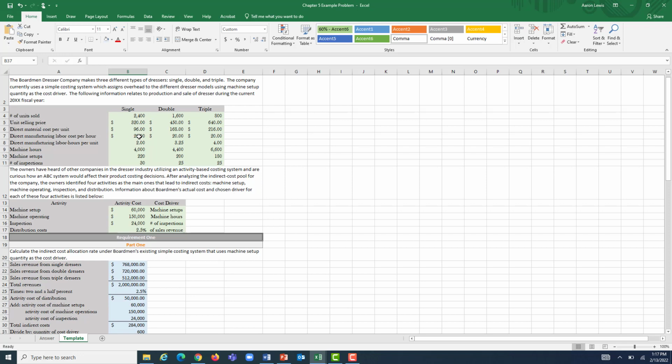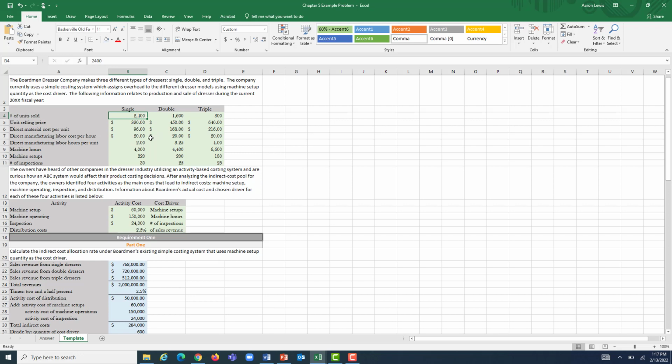And I think it's logical to think that a single dresser is faster to produce than a double, and a double is faster than a triple. Well, thankfully we have that information because we know that it takes 2 hours to make a single, 3.25 hours, or 3 hours and 15 minutes, if you will, to make a double, and 4 hours to make a triple.